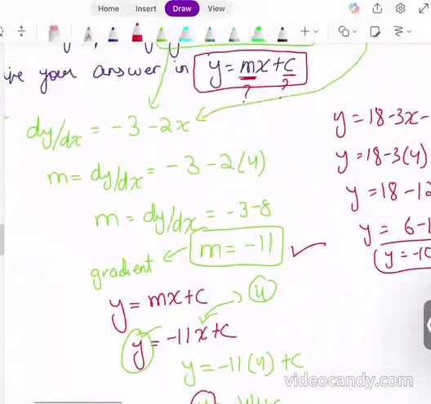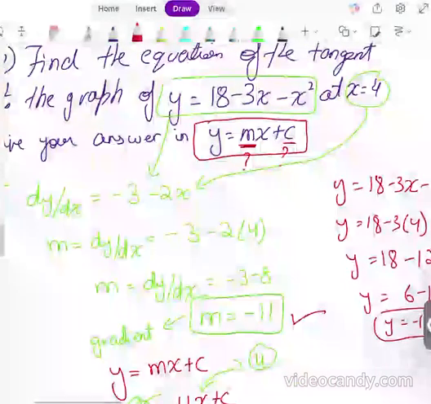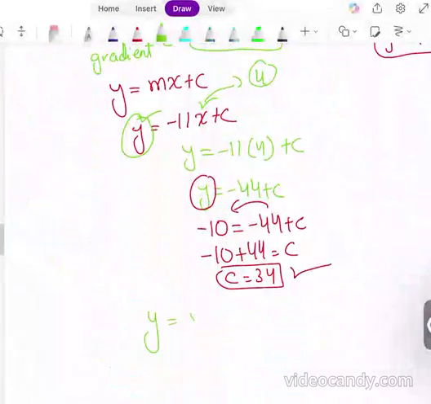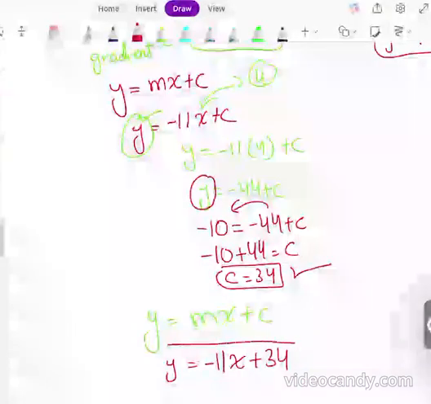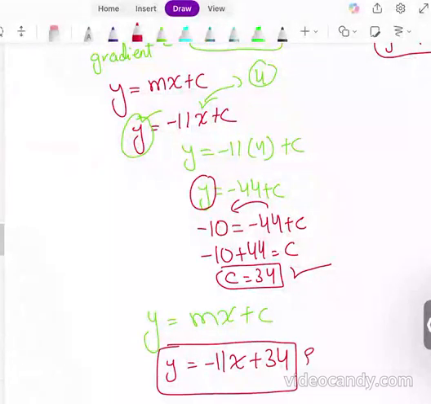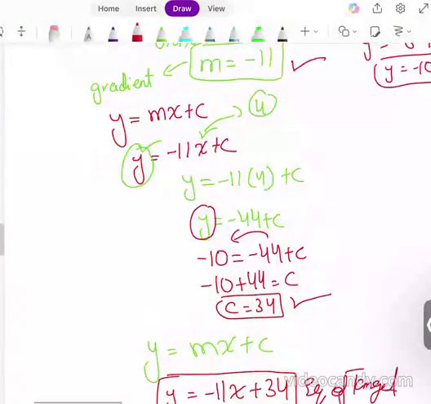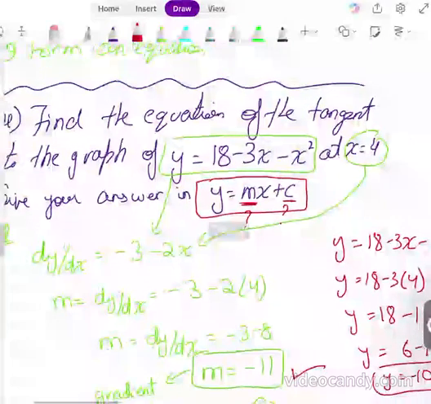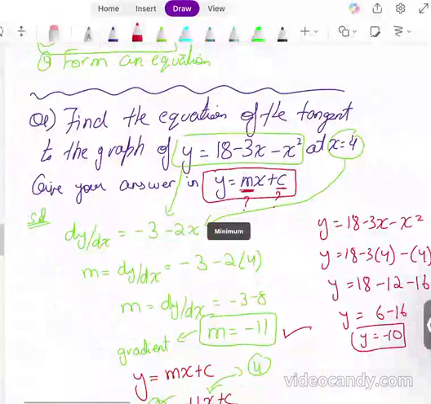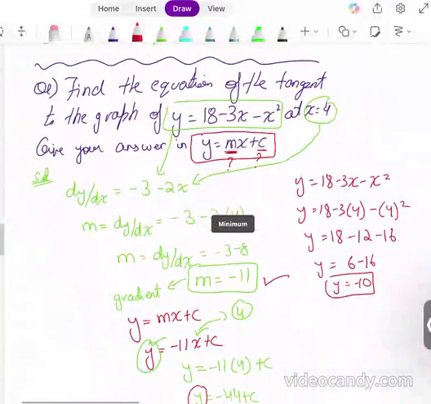Now we need to find the equation. That's simple. Write down the equation: y is equal to mx plus c. Just put in the values. M is minus 11 and c is 34. This will be your final answer. This is the equation of the tangent. So please write down the question and write down the solution, and then if you have confusion, you can ask me.